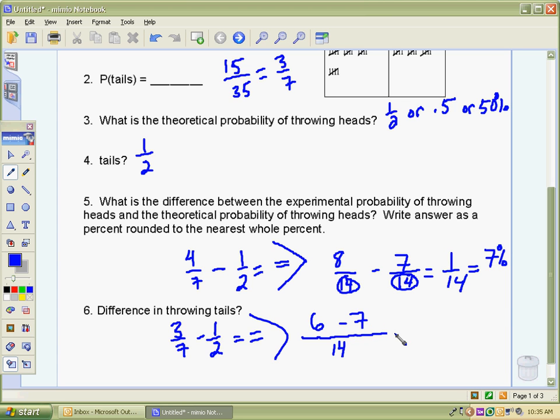And I get that that is a negative 1 over 14, which there's not going to be a negative percentage. What that negative sign is telling me is that the difference is 7% below. So if my negative sign told me that it was 7% below, then up here for my heads, since it was positive, that told me that it was 7% above.